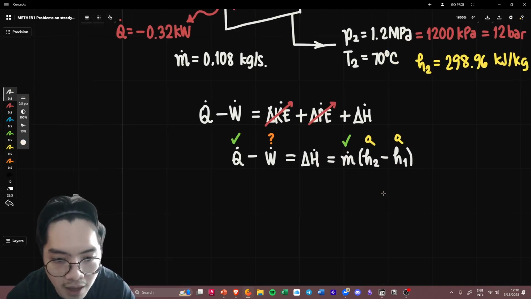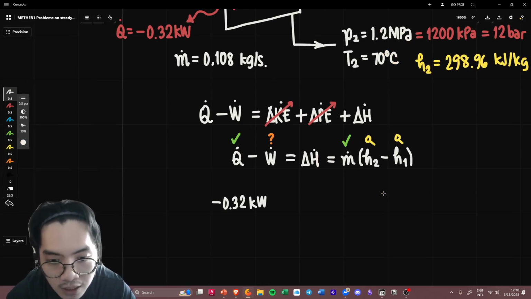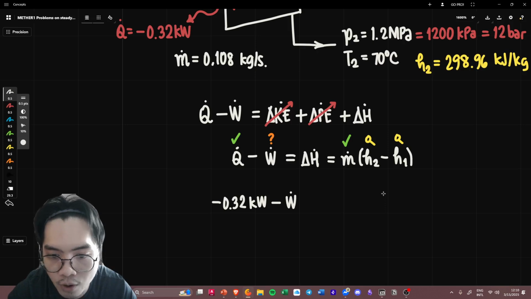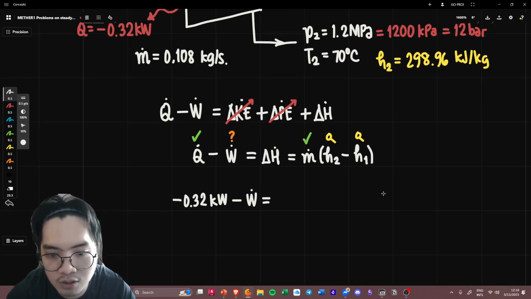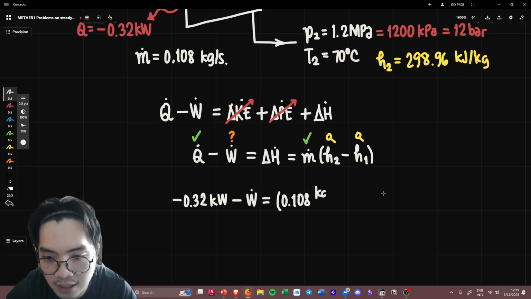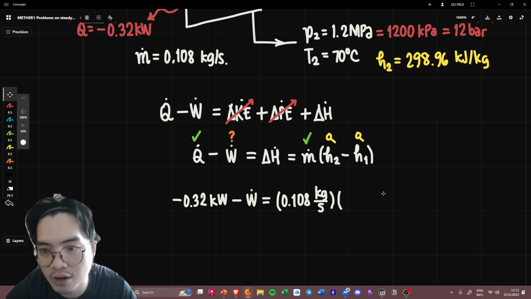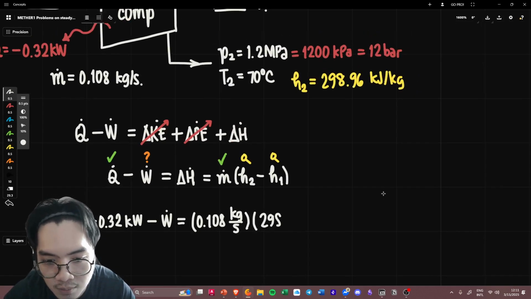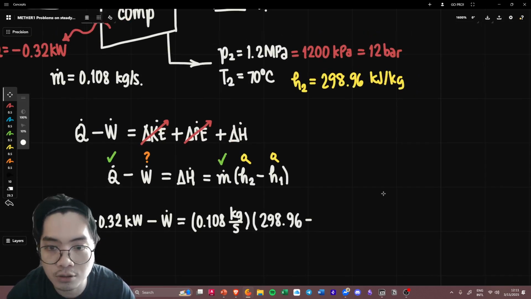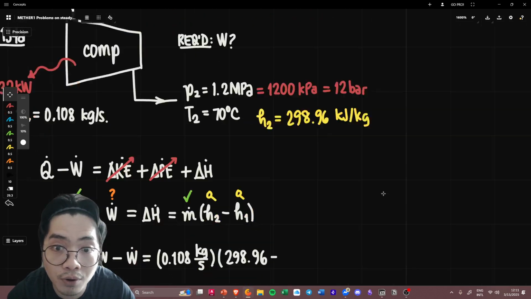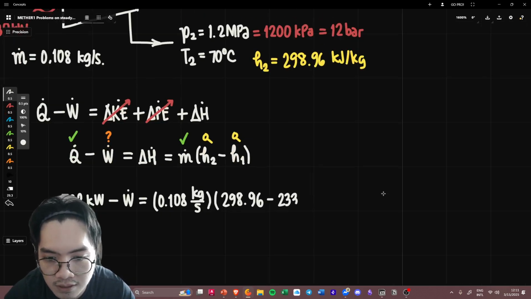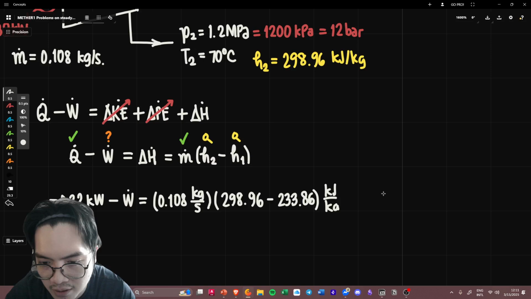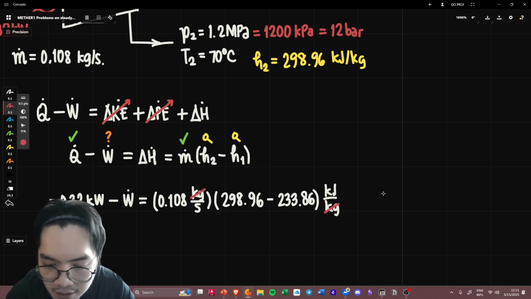Now we have everything we need. We can now just plug everything in. Negative 0.32 kW, kilowatts, minus your compressor work, and then what is your M in here? It's 0.108 kilograms per second. And then your H2 is 298.96 minus 233.86. I still don't have my calculator. It's in there somewhere, right? And then we cancel the kilograms.